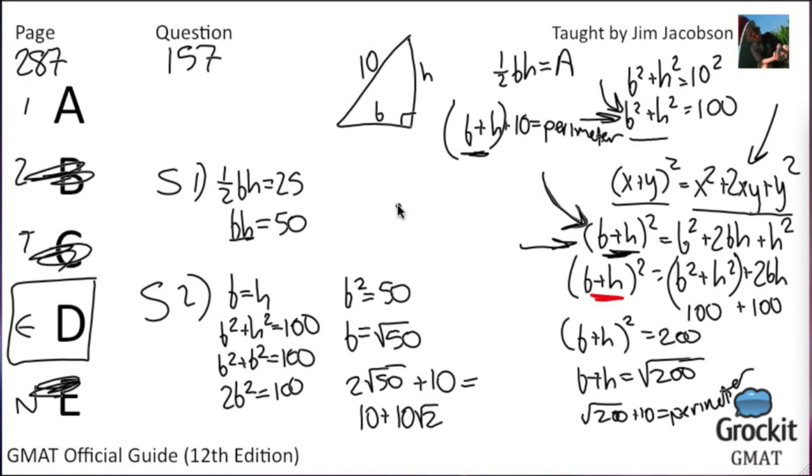So I guess the lesson to be learned with some of these higher-end data sufficiency questions is learn to recognize when the information has given you parts of expressions that look familiar from other bits of algebra in particular that you've had to memorize or just internalize, depending on how you went about learning it. Some of you may have it burned into your brain by the end of the time you study. Anyway, answer choice D for question number 157.